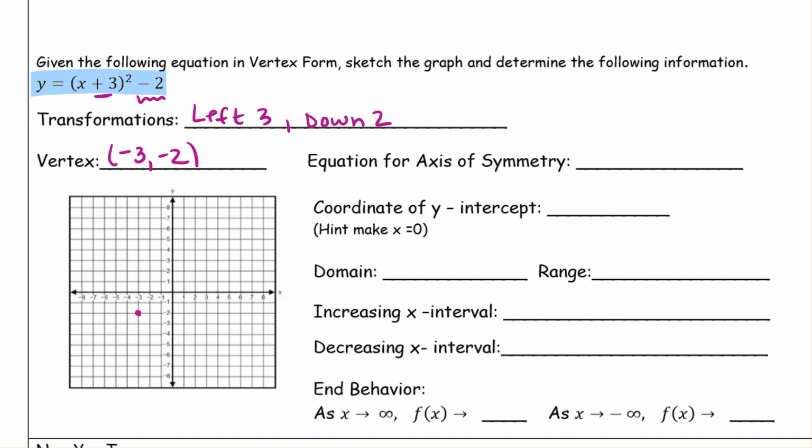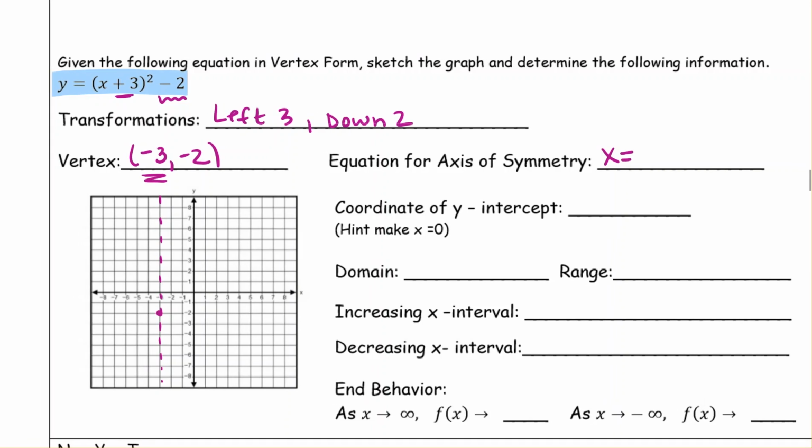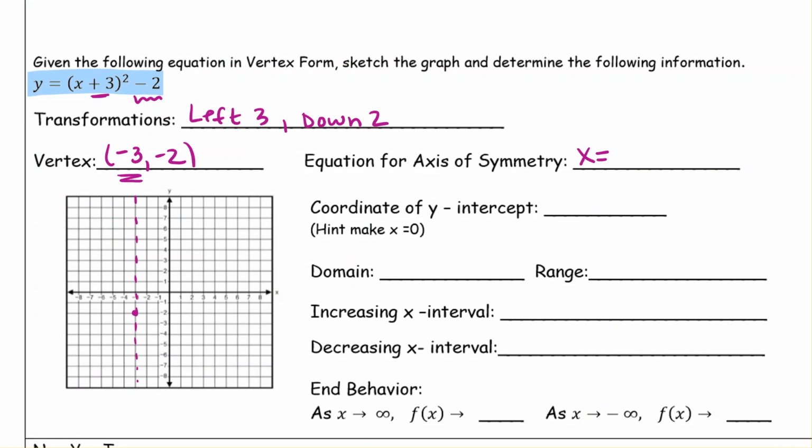The axis of symmetry is this vertical line that goes right down the middle of a quadratic like this. You'll notice it goes through the vertex. So it's always x equals the x coordinate of the vertex. The x coordinate of the vertex is -3, so this would be x equals -3.